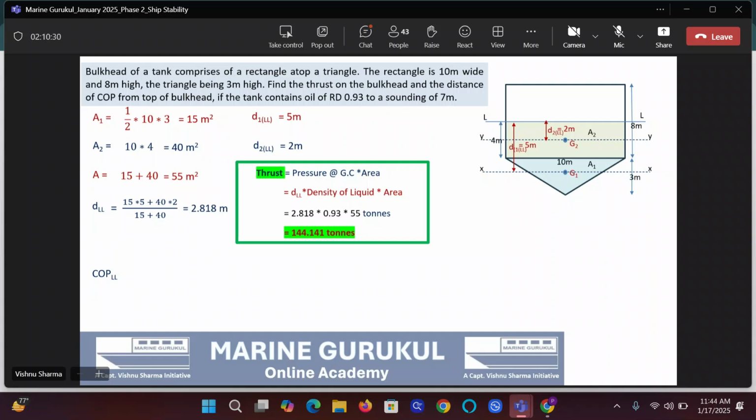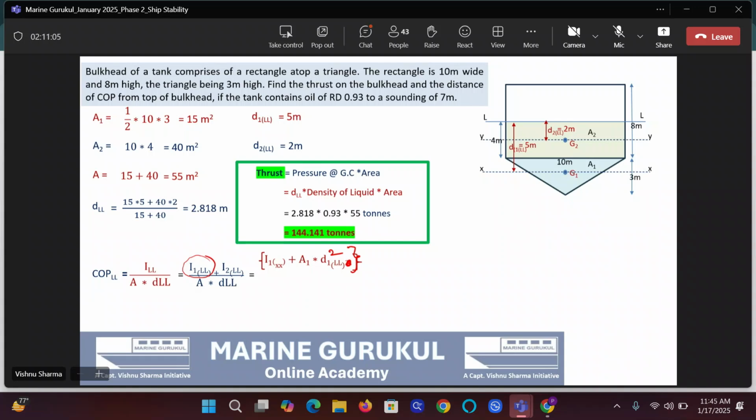So COPLL is I1LL plus I2LL. Denominator is already in place. Guys, now I've opened a box bracket and I'll write the theorem of parallel axis for this expression. It will be I1XX plus area 1 into D1LL square. This 2 is not here, this 2 is here. Correct? Am I right? Yes or no?